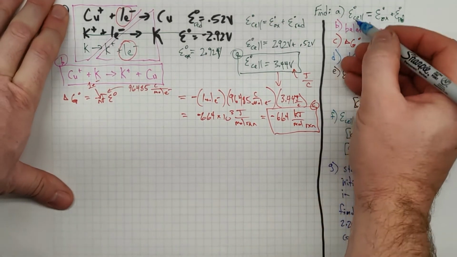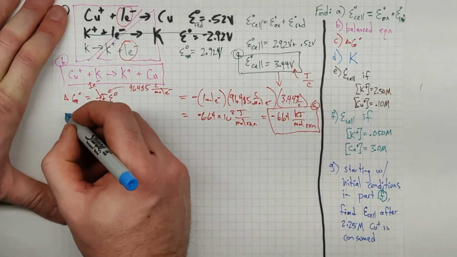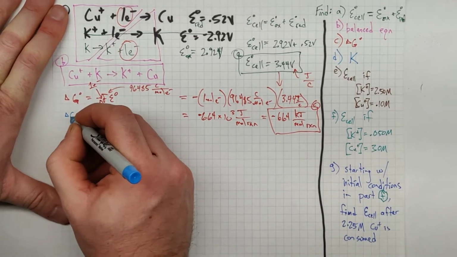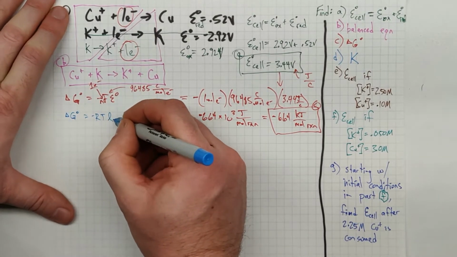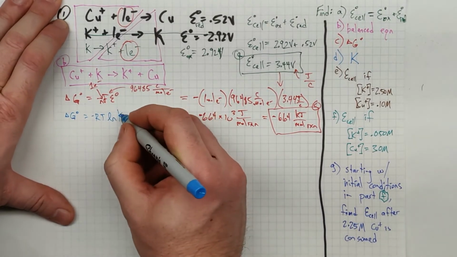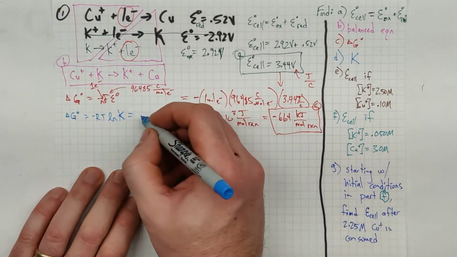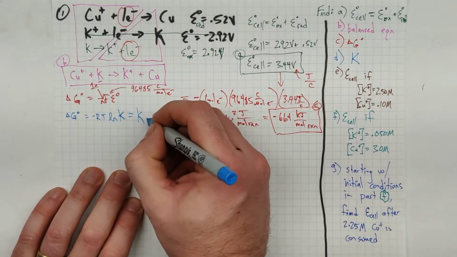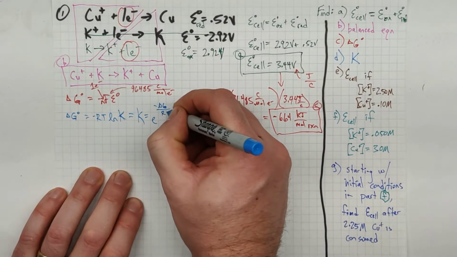Now we need to start looking at our equilibrium constants. If you look back at thermodynamics, we know that delta G standard is negative RT natural log of the equilibrium constant K, and that gets rearranged as K equals E to the negative delta G over RT.